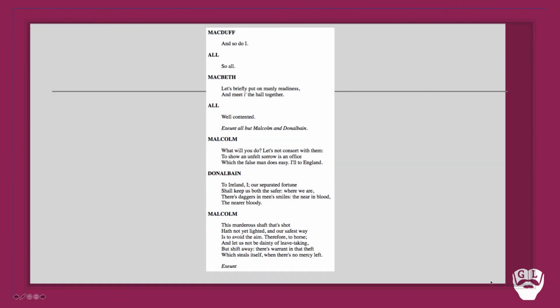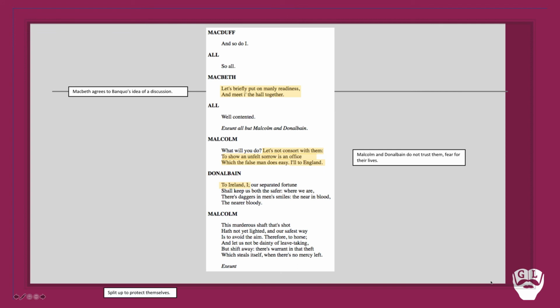Macbeth agrees to this, and he talks about meeting in the hall together, and they all leave with the exception of Malcolm and Donalbain. Malcolm says that they should not consort with them, and "to show an unfelt sorrow is an office which the false man does easy." They don't trust them, and they fear for their lives. Malcolm will go to England and Donalbain to Ireland to separate themselves, and to keep their safety, as it'd be harder to track both of them.